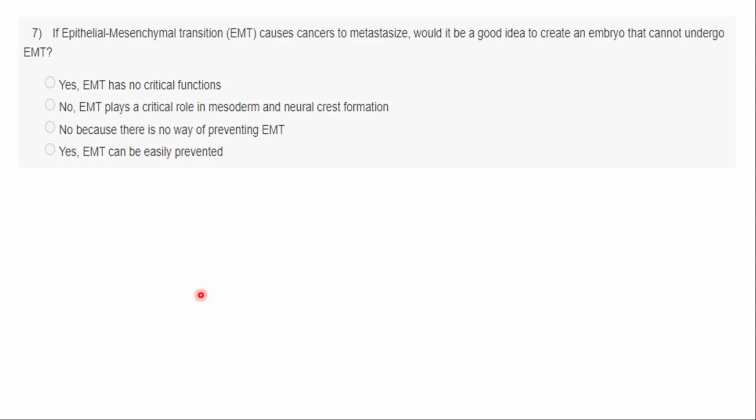I see Ajay has already answered. Option 2, no, EMT plays a critical role in mesoderm and neural crest formation. Okay, let us see what is the correct answer. Ajay has answered very correctly. It would not be a good idea to create an embryo that cannot undergo EMT because EMT plays a crucial role in mesoderm and neural crest formation.